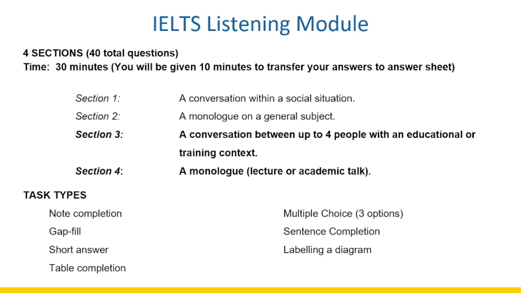As you remember, we had 4 sections, and section 1 is going to be about a conversation within a social situation. Section 2 is going to be a monologue on a general subject. Our section 3 is going to be a conversation between up to 4 people within an education or training context. And our final section 4 is going to be a monologue as a lecture or academic talk.